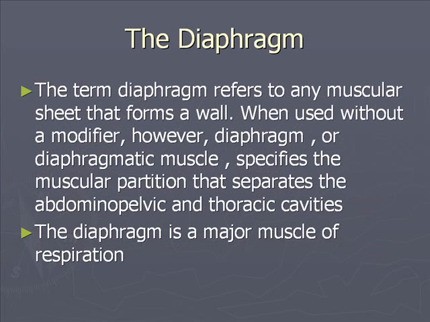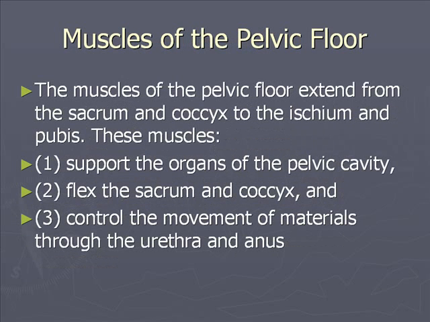The diaphragm is an important muscle of respiration, responsible for 80% of respiration. Diaphragm refers to a large flat muscular sheet that forms a wall or a partition and separates the thoracic cavity from the abdominal cavity. The lungs literally sit on top of the diaphragm. It specifies a muscle partition that separates the two cavities. The diaphragm is a major muscle of respiration.